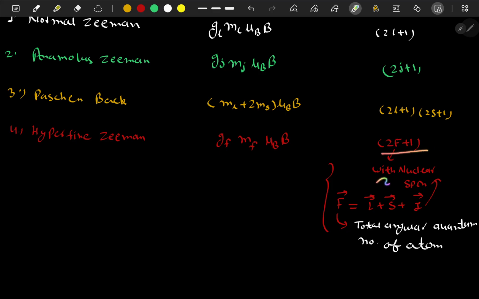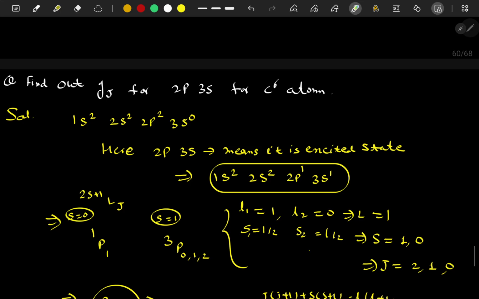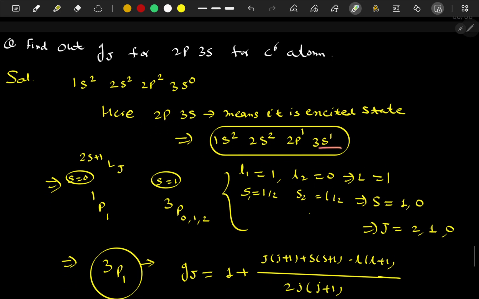So 2F plus 1, what is F? It is the total angular quantum number, which also includes the spin angular quantum number. Find out gJ for the 2p and 3s electron. This is carbon, Z equals 6, normal. First excited state: 2p1 and 3s1. This is the excited state.